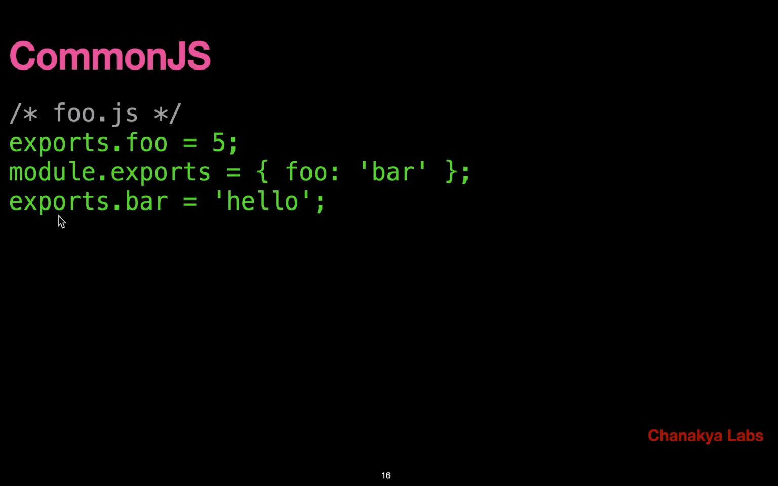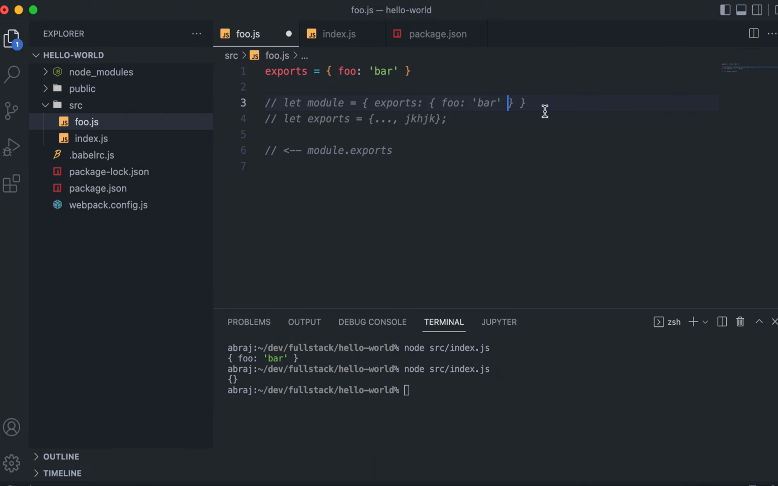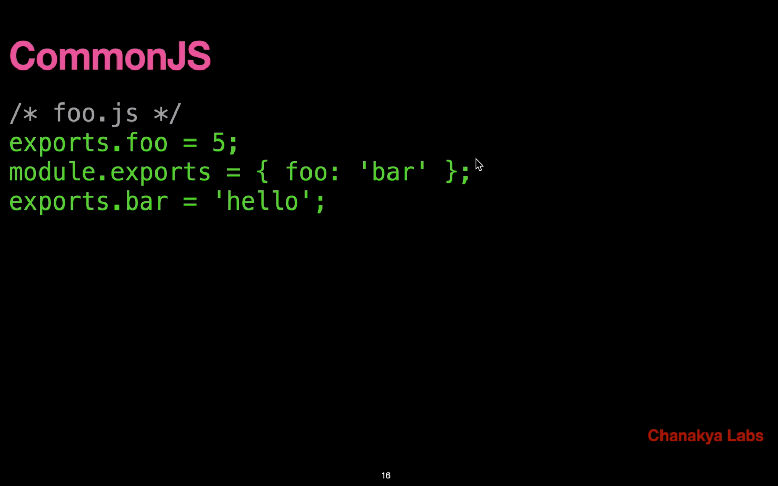And now you do exports.bar. I have not reassigned exports, right? So this exports is still module.exports. If I do .bar, then you are essentially doing module.exports.bar equal to hello. So when I return module.exports, what is it? This whole thing, foobar and bar hello.